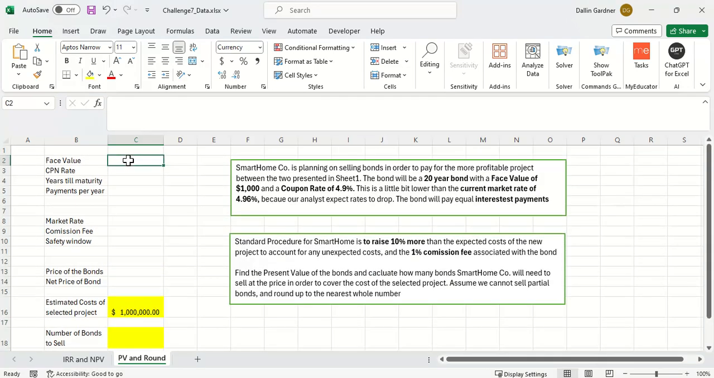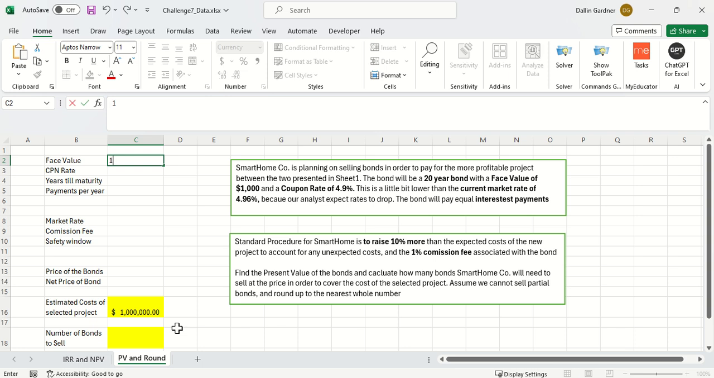Okay, now we got all this information on the bonds that we have that we're going to sell, and we're going to go ahead and start plugging some of this information in, determine what the price of the bond can be and what we can sell all this for.